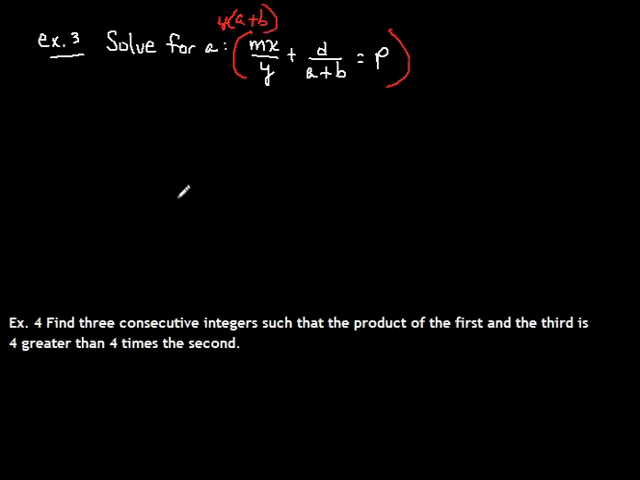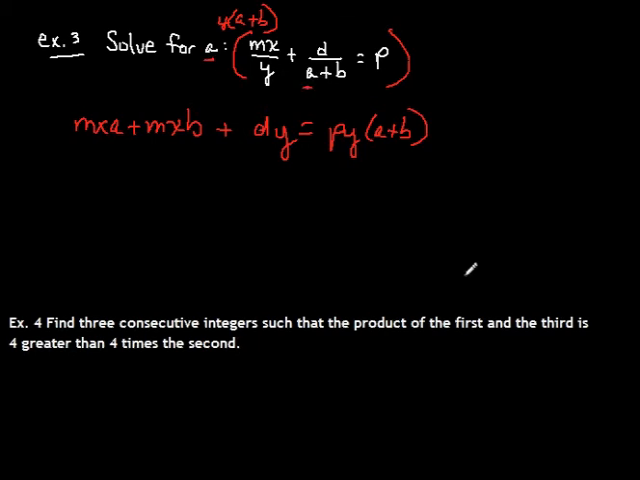I just realized I can pause the video, so go ahead and do that and I'll pause the video. Okay, so this is your common denominator. The y's cross out, so you get mxa plus mxb plus dy equals py times a plus b. I accidentally did an extra step there. We're solving for a, so keep that in mind. That's really a trapped variable.